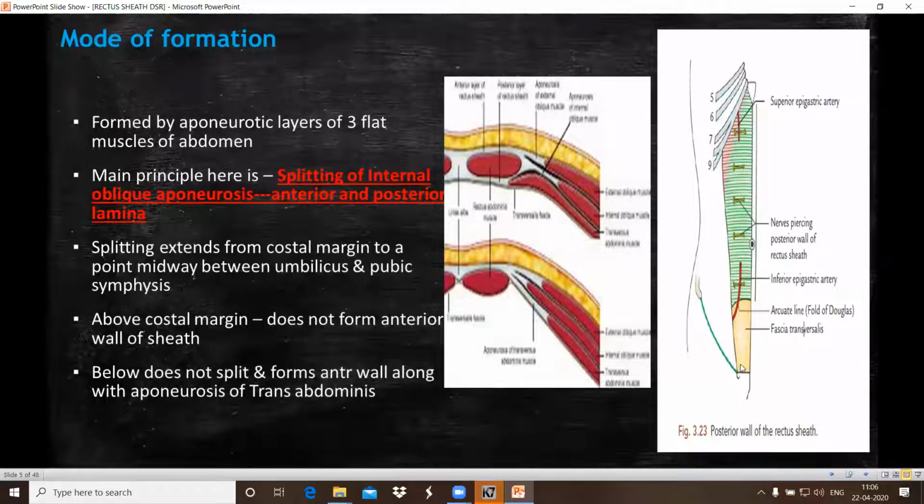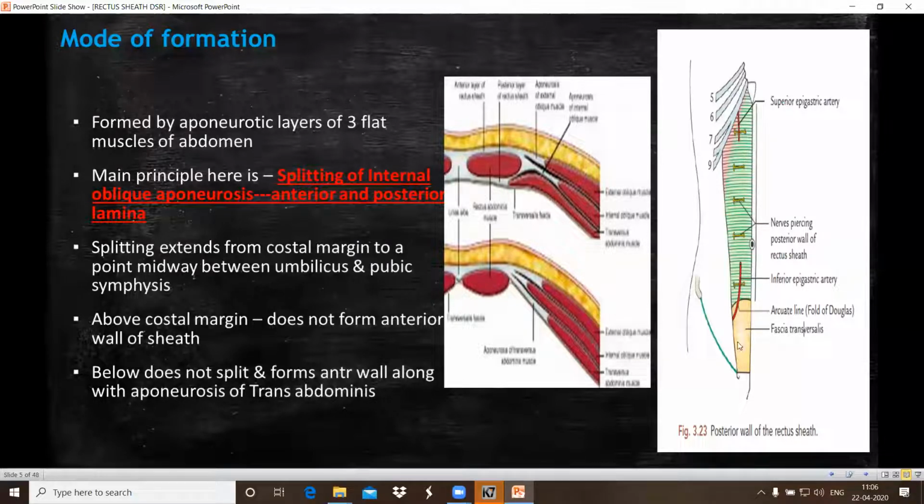Please remember this point. The internal oblique splits into 2 layers, anterior layer and posterior layer. This splitting extends from the costal margin to the midpoint between the umbilicus and pubic symphysis. Above the costal margin and below the midpoint, it doesn't split.